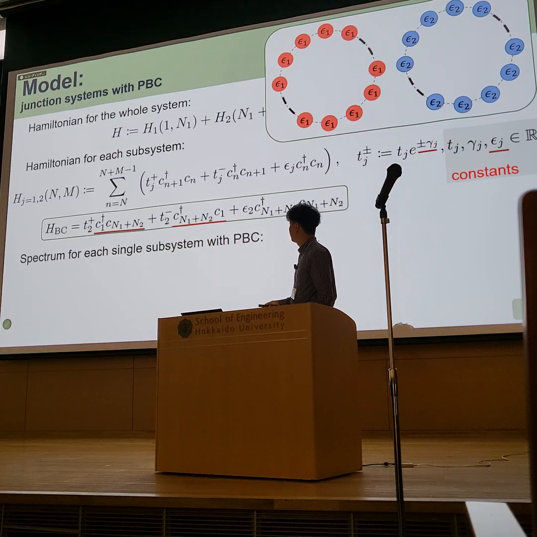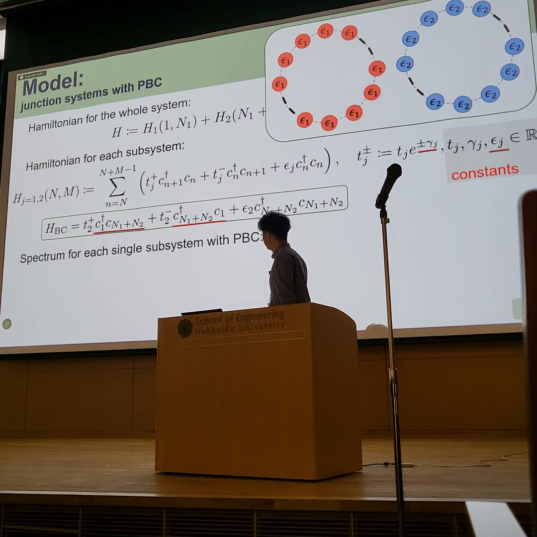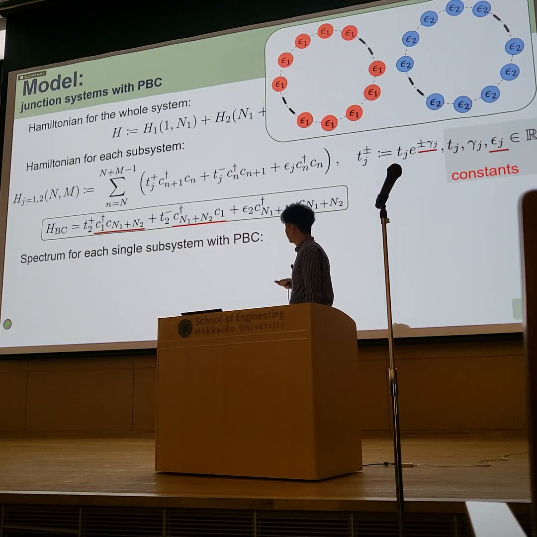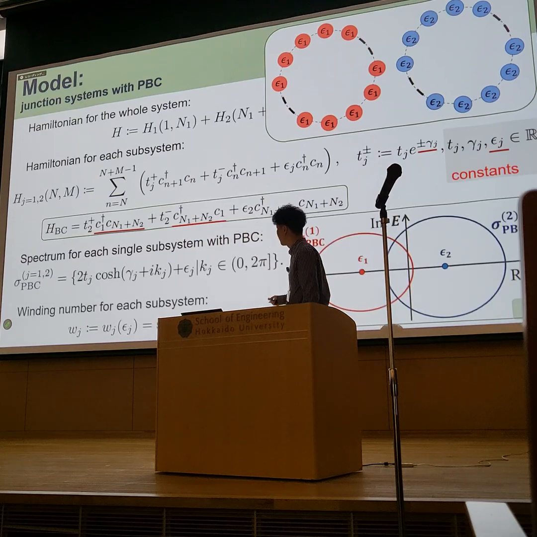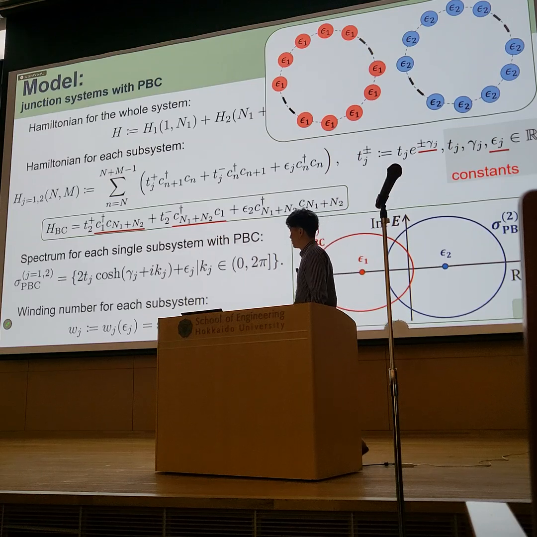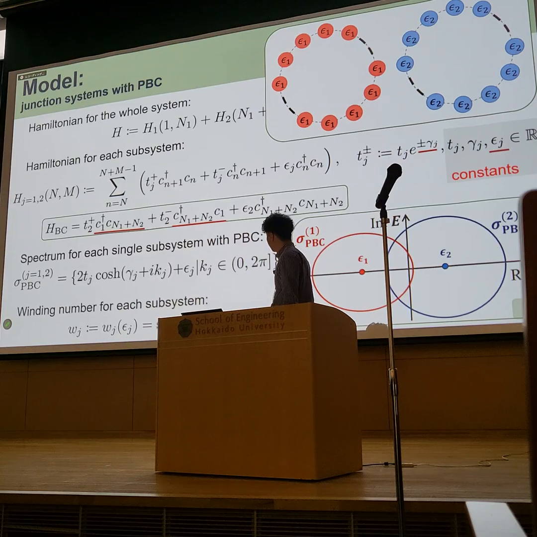So hereafter, for explanation of localized correspondence, we assume that each subsystem is independent. We consider a single subsystem with periodic boundary condition as shown in this figure. By Fourier transform, the spectrum for each single subsystem with periodic boundary condition is given by an ellipse on the complex plane, centered at its corresponding on-site potential. So point E is often at a point inside each ellipse. If we define the winding number for a subsystem as follows, it will simply be the sign of gamma, either +1 or -1.